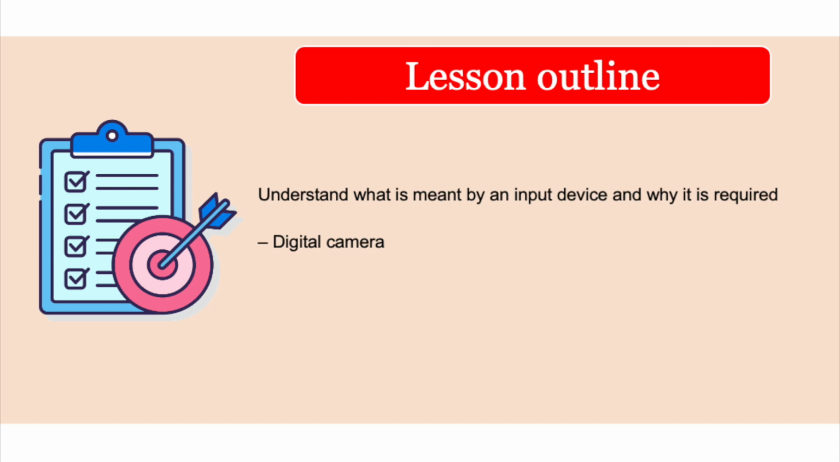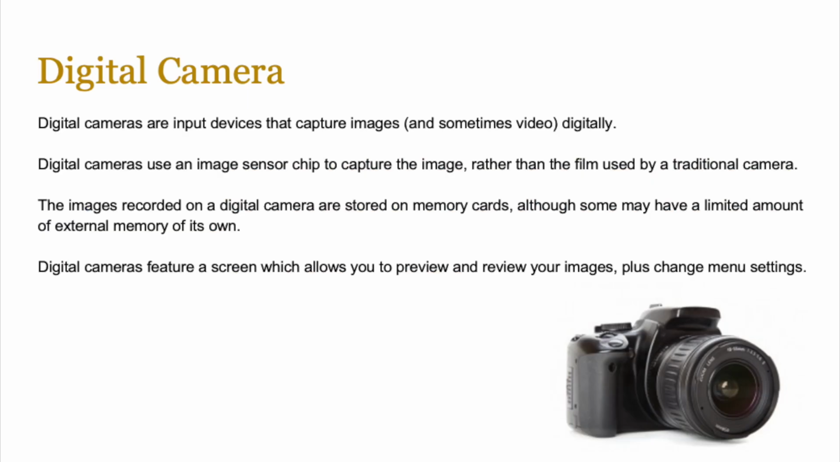So, what exactly is a digital camera? Well, a digital camera is an input device that captures images. It also captures video sometimes, but it does that digitally. A traditional camera uses film, and that film has to be exposed to light in a dark room to develop a photograph. Digital cameras don't need to do that. Because of that particular reason, they're really, really fast in developing photographs or capturing images.